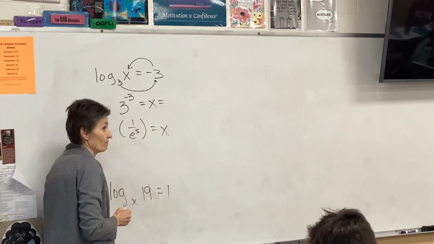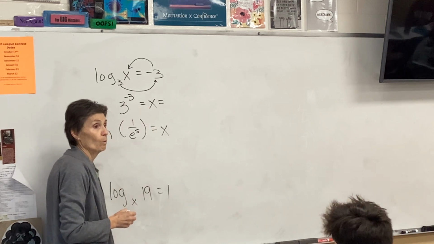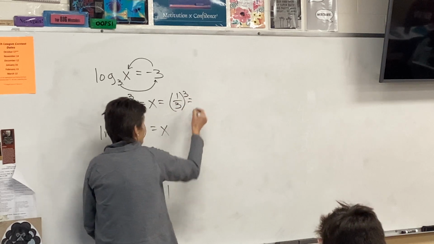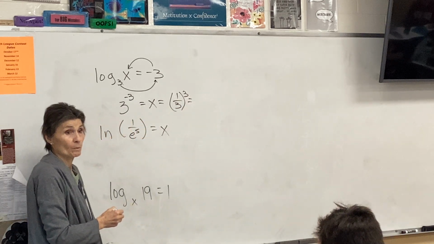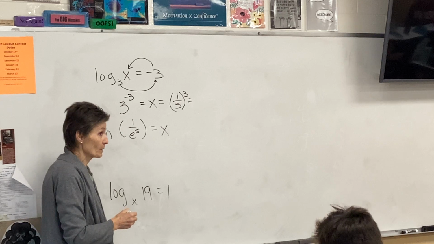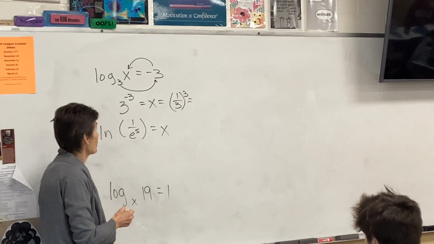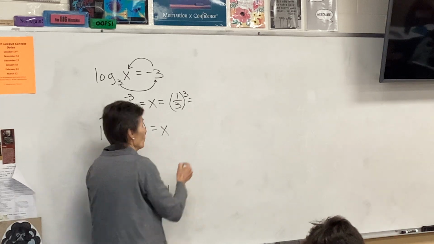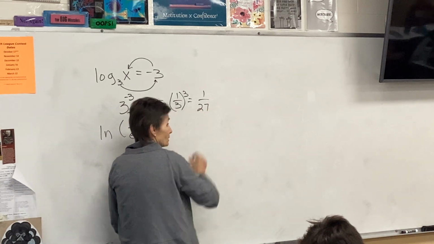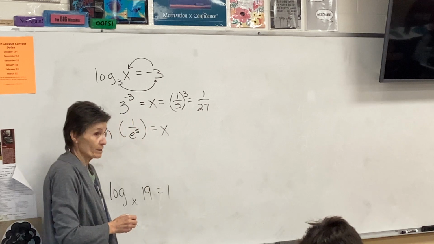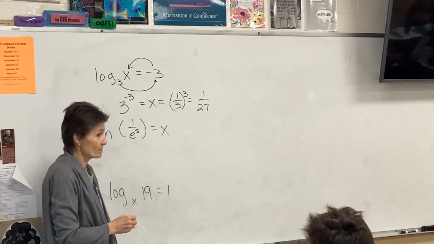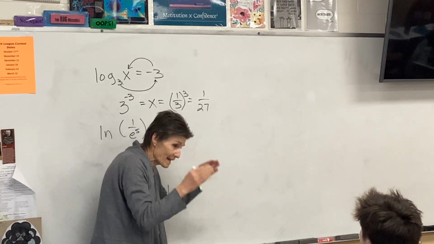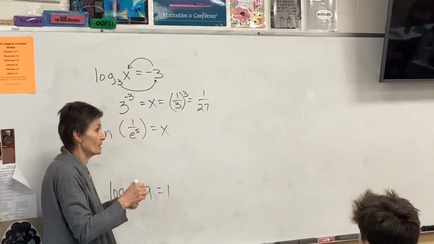So 3 to the negative third equals x. What does 3 to the negative third mean? 1 over 3 cubed, because what does a negative exponent do? Flip. So 1 over 3 cubed is 1 over 27. What does 3 cubed mean? 3 times 3 times 3, right. If you need to, you can write that down. You don't need to try to do it in your head.